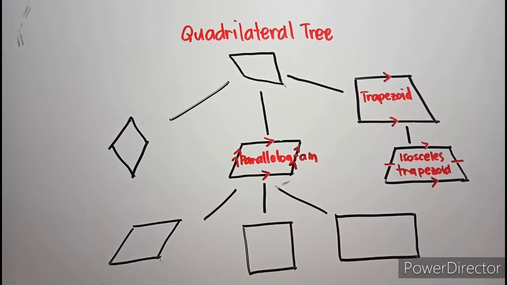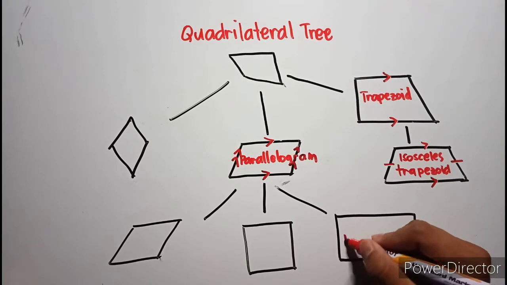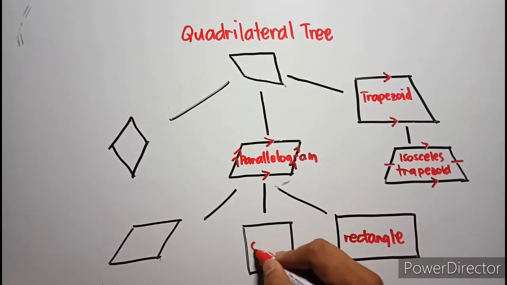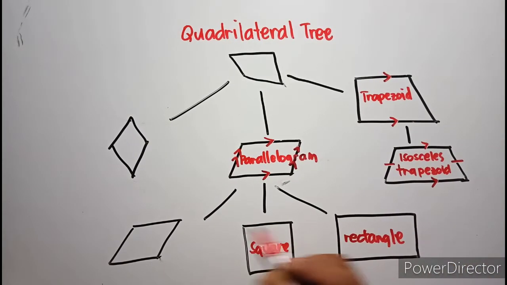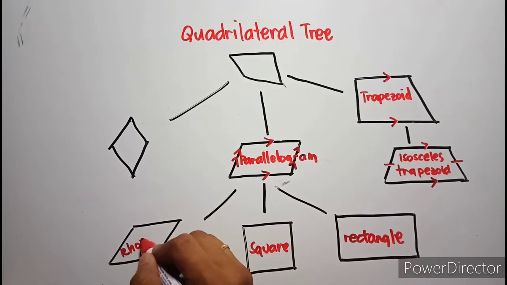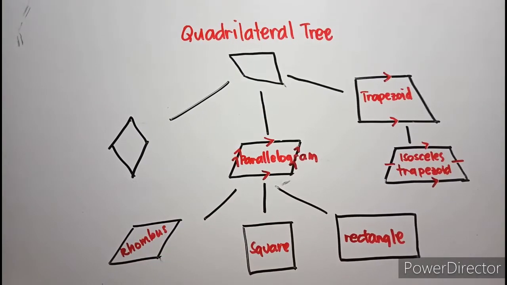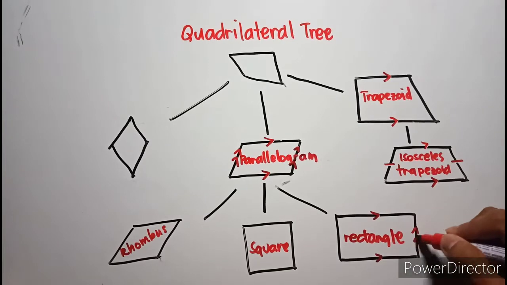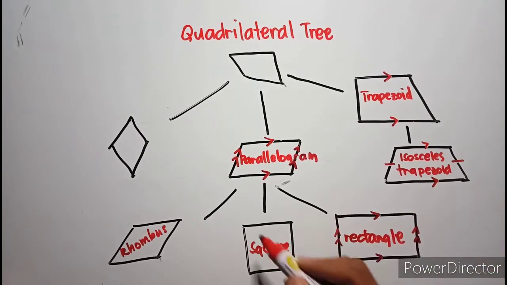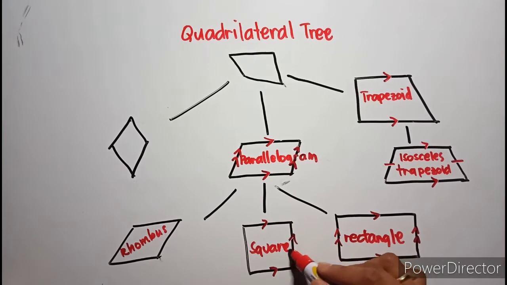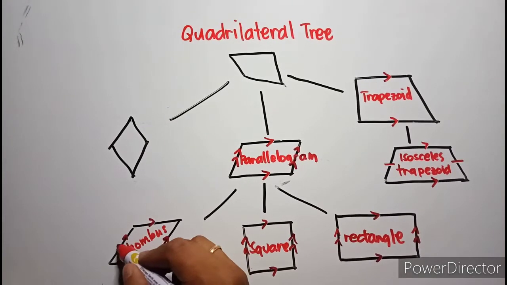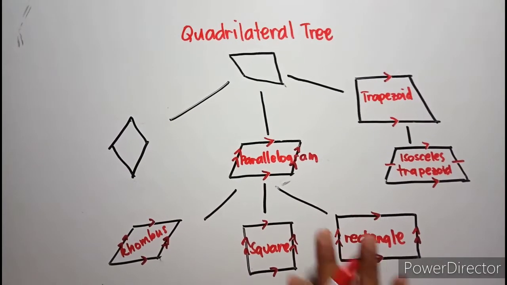Okay. Sa parallelogram, meron tayong tatlong uri. Ang una ay rectangle. Pangalawa ay square. At ang pangatlo ay yung tinatawag nating rhombus. Okay. Sa rectangle, again, these opposite sides are parallel. These opposite sides are parallel. So, this is the parallelogram.